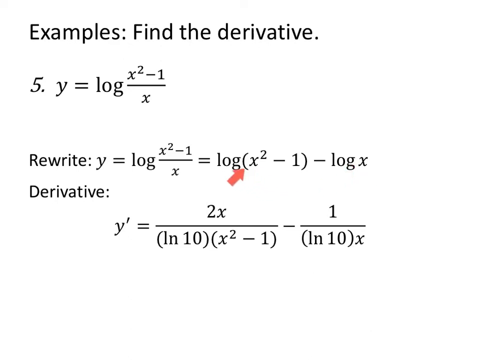Remember, base 10. If the base isn't written, it's assumed to be base 10, so the derivative is, for this piece, the derivative of the log of x squared minus 1 is the derivative of x squared minus 1, which is 2x, over x squared minus 1. And we adjust the denominator by the natural log of the base, so the natural log of 10. The derivative of log of x is 1 over natural log of 10 times x, all in the denominator, subtraction there. Same thing as the derivative of the natural log, only we adjust by the natural log of the base.